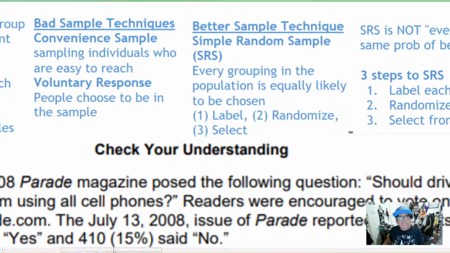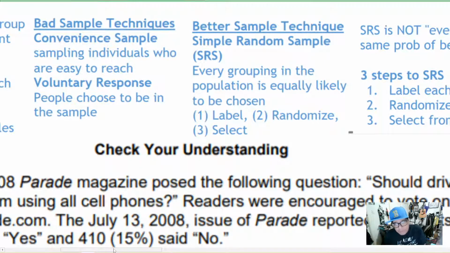We've got a better sampling technique: the simple random sample. In every simple random sample, every grouping of the population is equally likely to be chosen. So if we took groupings, or subsets, of 5, sample size 5, every sample set of 5 would have the same probability of being chosen as a sample. Now there are 3 steps that you need to do.